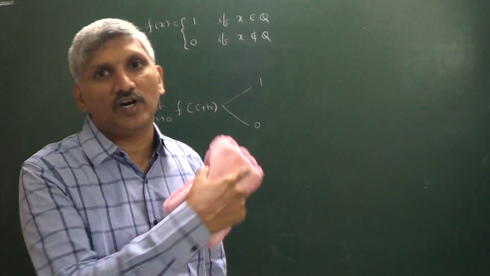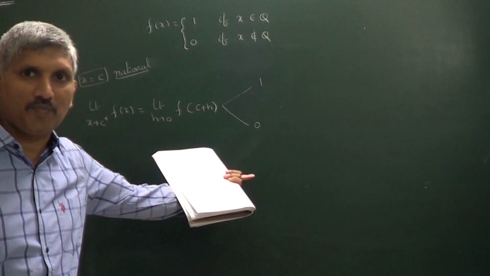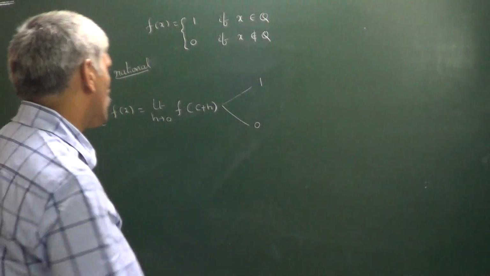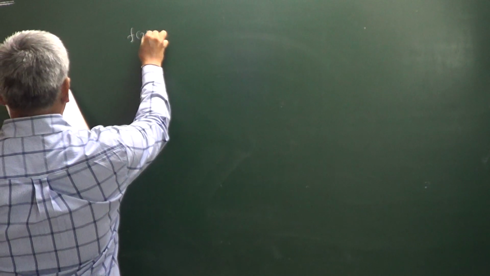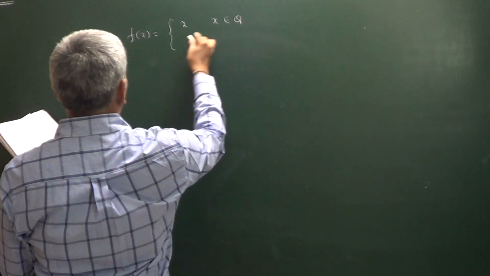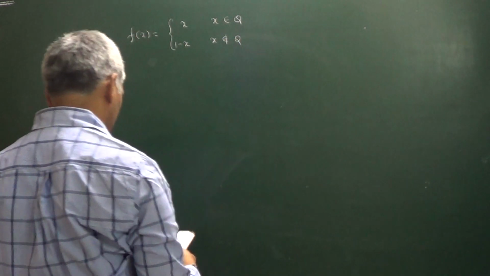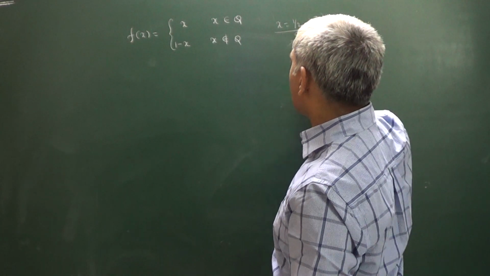Same type of discussion for irrational also. If you take x equal to c as irrational, the same clarity will appear, because in the c plus case the number may be rational or irrational. That's why this function is not continuous at any point. Right. Now this is another question. F of x is equal to x when x belongs to the rational numbers, and equal to 1 minus x when x does not belong to the rational numbers. He is asking whether at x equal to 1 by 2 the function is continuous.